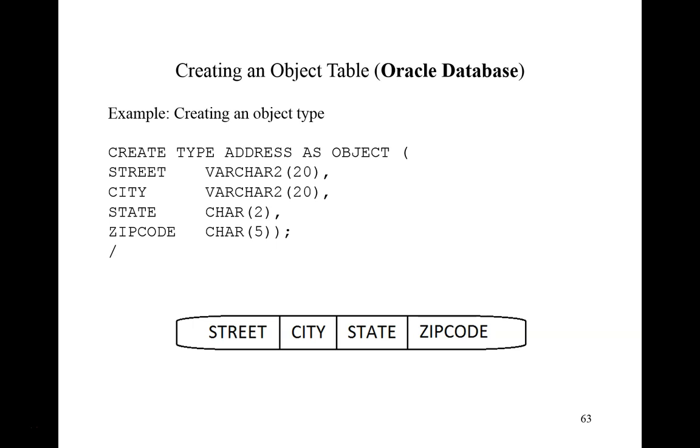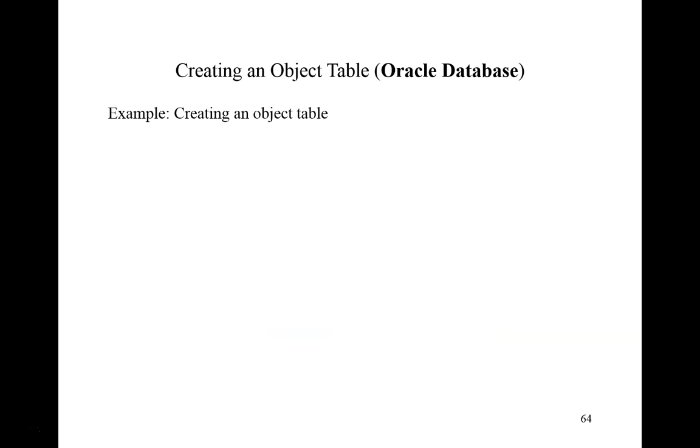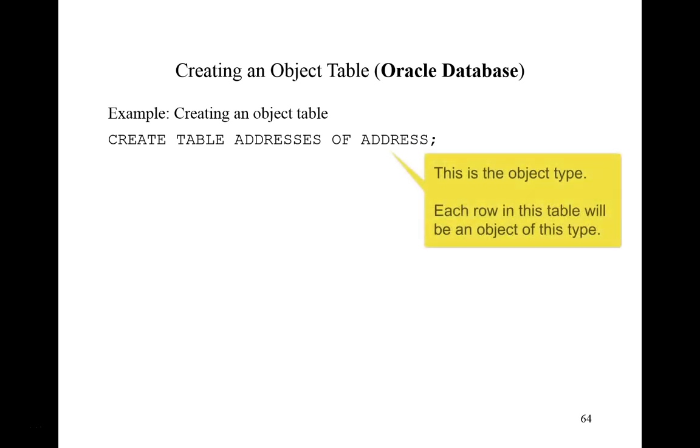Now, consider an object table, or typed table as it's referred to in the ANSI SQL standard. This would be a table of these objects. So assuming that we have an existing object type, such as address, we can create a table that will store instances of that type. That is, a table that stores objects. How do we create the object table? We say create table, give it a name, of, and then we refer to the object type. Each row in the table will be an object, a row object, of the address type.